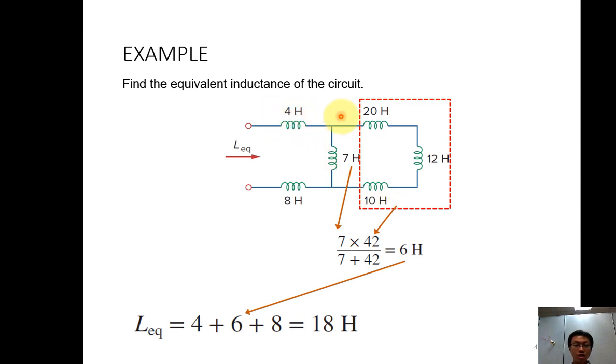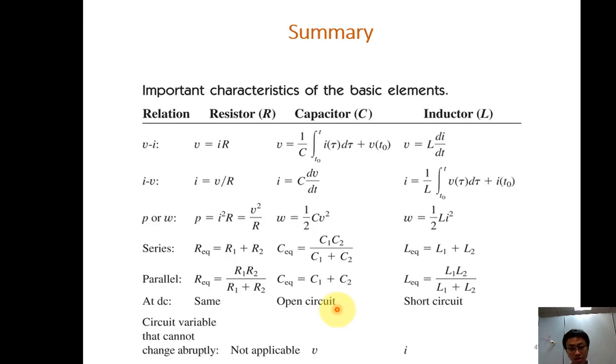So the 4 Henry connected with the 6 Henry connected with the 8 Henry is actually a series. So I have 4 plus 6 plus 8, which becomes 18 Henry.